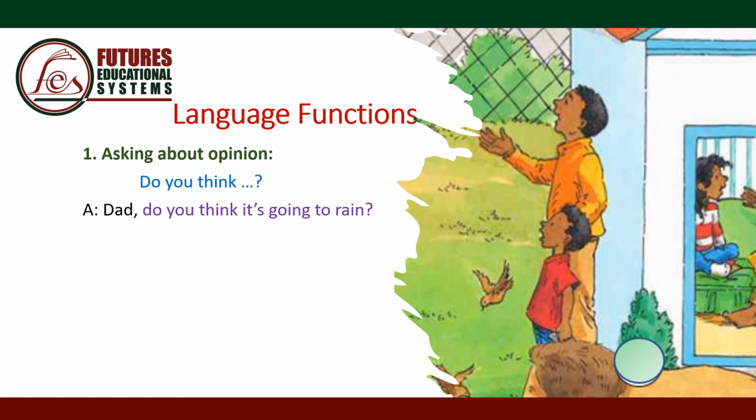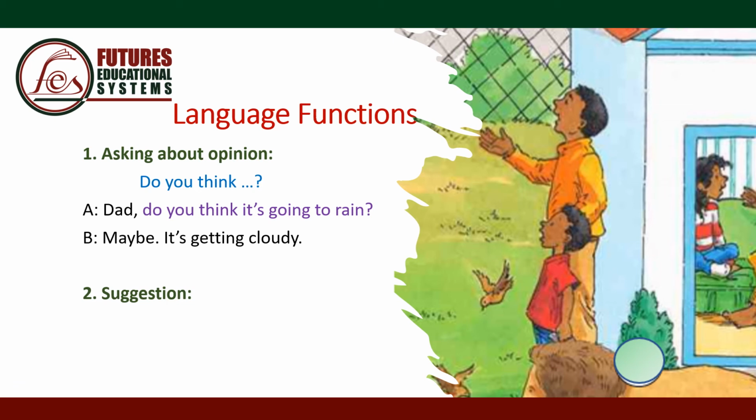Dad, do you think it's going to rain? Maybe. It's getting cloudy. So when the father saw the clouds in the sky, he thought, maybe. Maybe it's going to rain because it's getting cloudy.